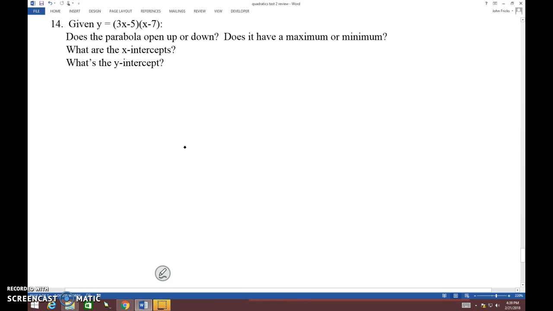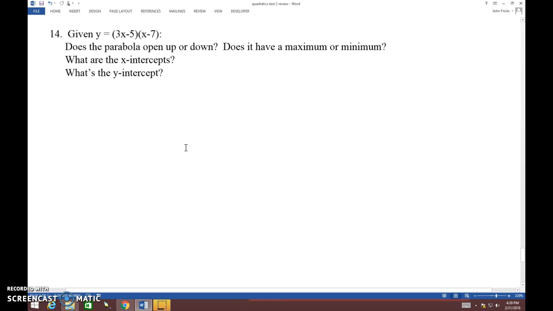So in number 14, it says, given y equals, and then it gives us this problem of 3x minus 5 and x minus 7. It says, does the parabola open up? Okay, so that's going to be the a value, which we know here the a value is understood to be 1. So if the a value is 1, that's positive, so that means it opens up. So we can go ahead and identify that.